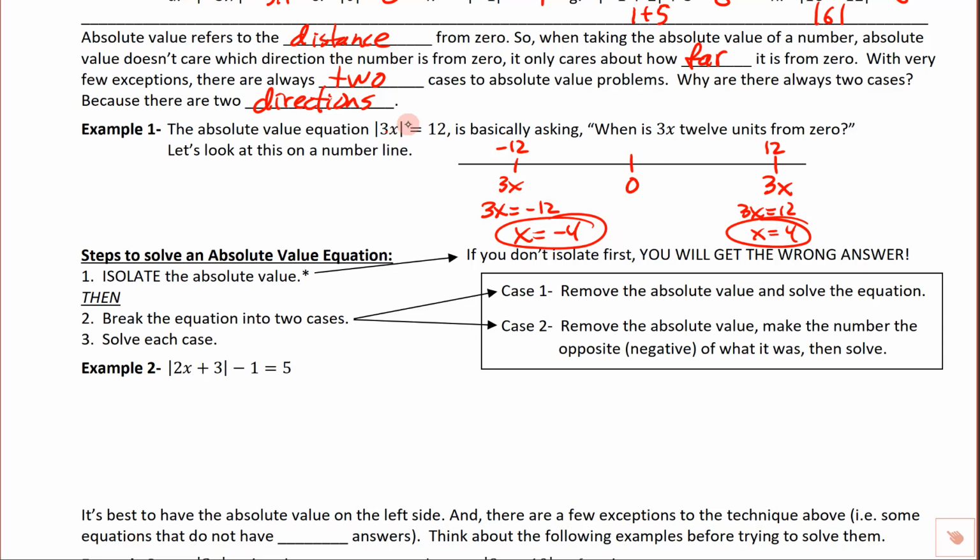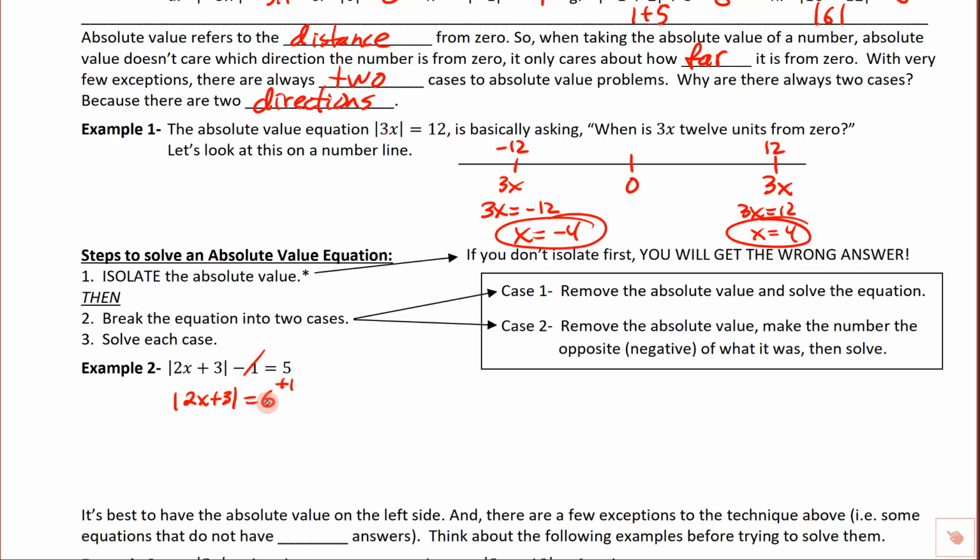And this kind of relied on the fact that the absolute value of 3x was already isolated. So let me show you how this works in this problem. And I want you to make sure that you do it exactly the way I do it. There's going to be a really good reason why we do it this way. Okay, so the first thing we're going to do is isolate. So I'm going to add 1 to both sides. And again, this isn't an inequality, so we don't have to worry about anything like that. So we've isolated the absolute value of 2x plus 3, and that equals 6.